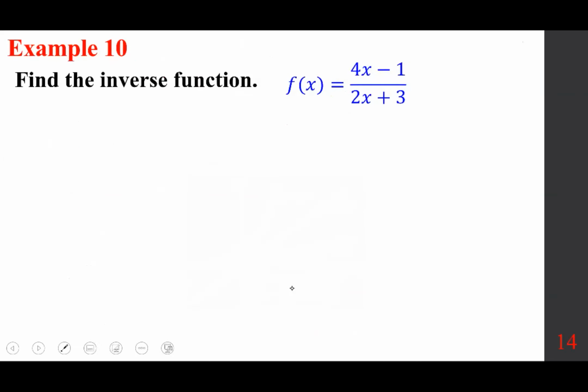All right, we want to find the inverse function for f of x equals 4x minus 1 over 2x plus 3. And the process of finding the inverse is as follows. First and foremost, to make it easy, we change f of x to y. It just makes it easy to deal with it. The next step is to interchange x and y.